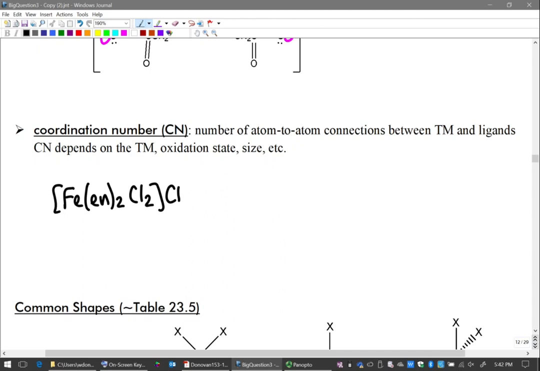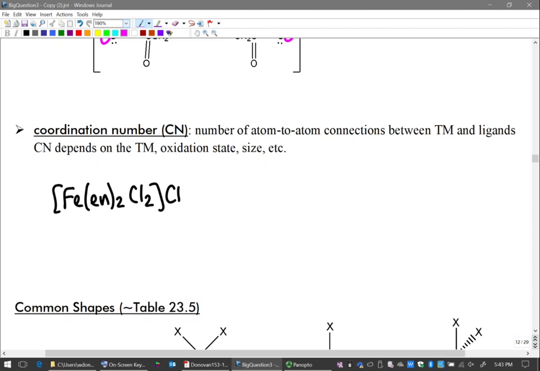So how many is the coordination number of the iron here? How are we ever going to figure that out? Why is chlorine written twice? Why do I have Cl2 close bracket Cl? Why not just write Cl3? What's the difference between the chlorides? The ones inside the brackets are ligands. The one outside the brackets is a counterion.